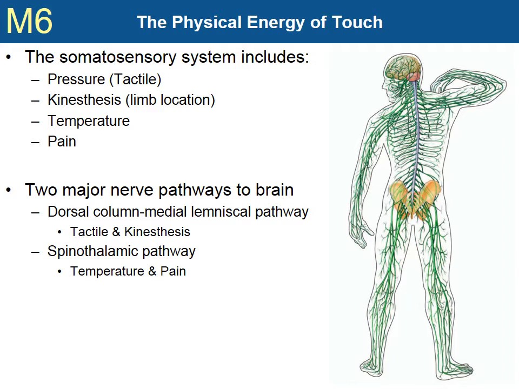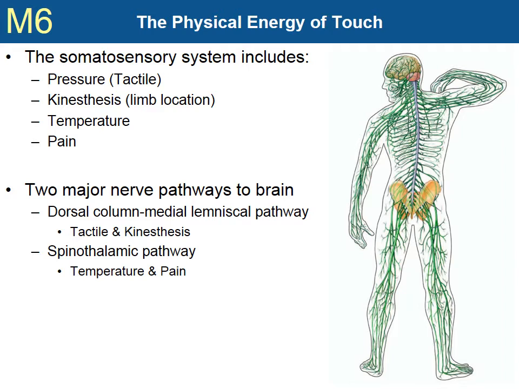The somatosensory system includes the detection of changes in a variety of energies. The primary sources are pressure, which corresponds to tactile perception, kinesthesis, which involves sensing where our limbs are and what they are doing, temperature, and pain.